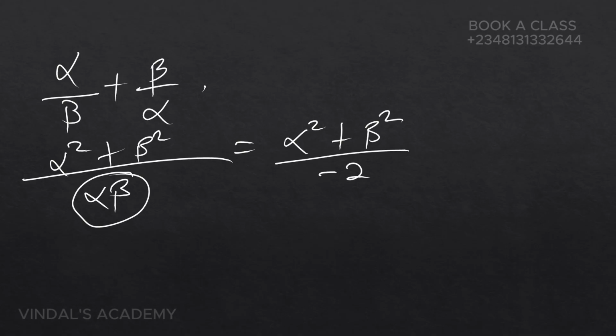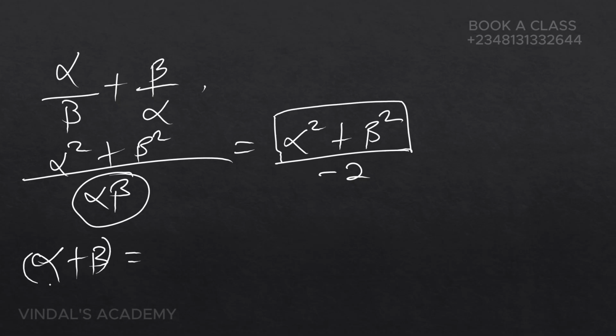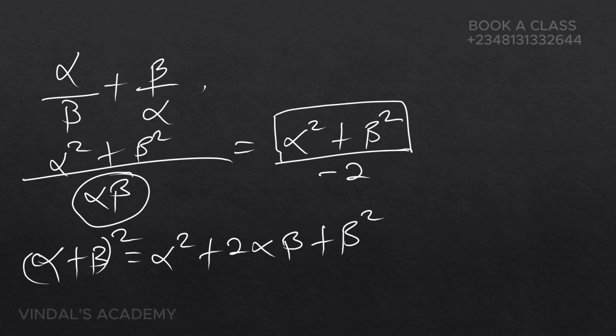But the problem is that I don't know the sum of the squares. Somebody may say, but you've found the sum. What I found was alpha plus beta. My problem is that I don't know how they became squares. So I have to find them. Finding them means I'm going to open this, but I will square both sides. If I square this, I get alpha square plus 2 alpha beta, then plus beta square.